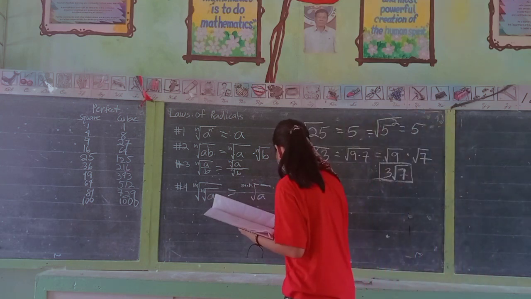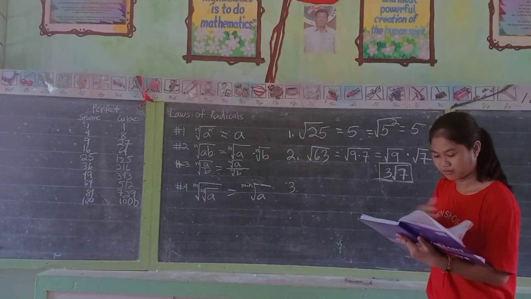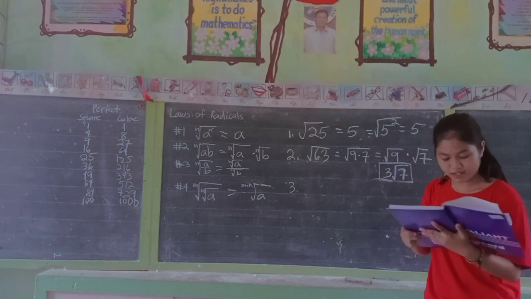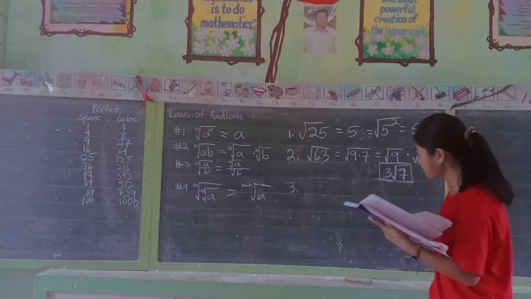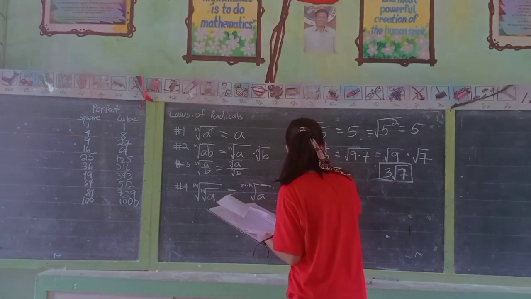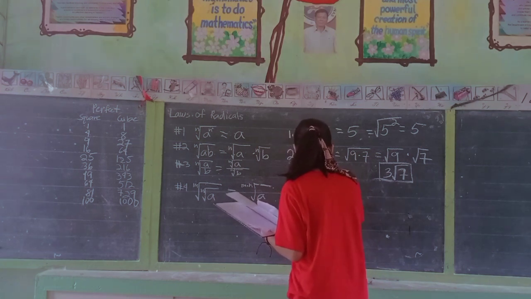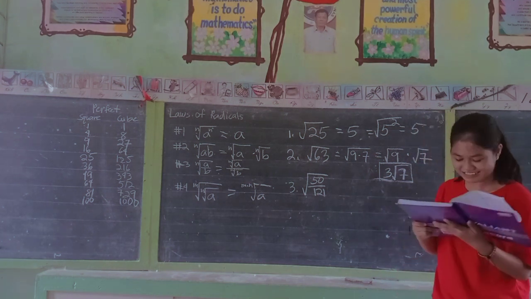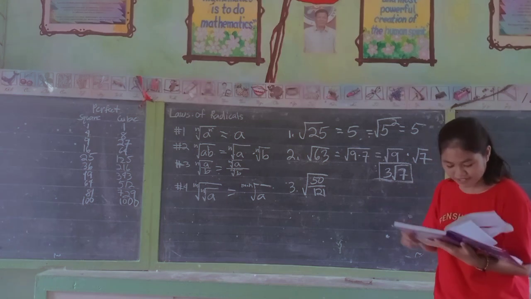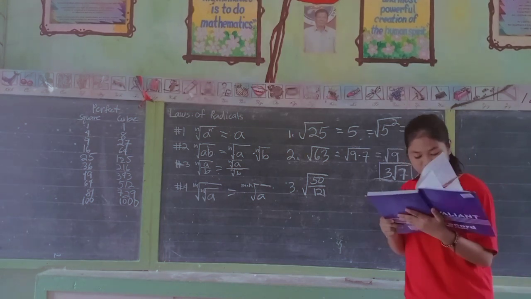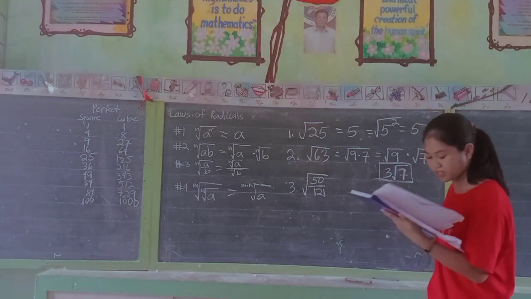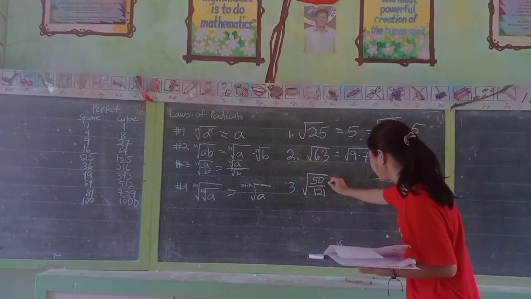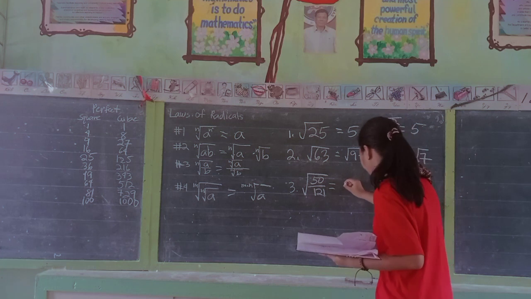Let's move to number 3. From item number 3, we have the square root of 50 over 121. It may be difficult, but we'll try to solve it. We can factor the numerator and the denominator. To simplify, we'll apply our third law. First, we need to factor the numerator.